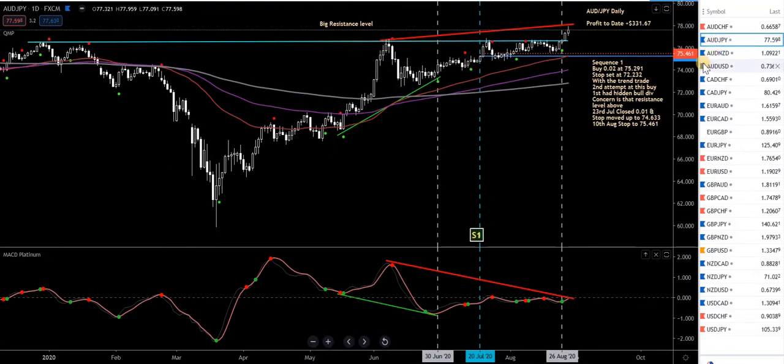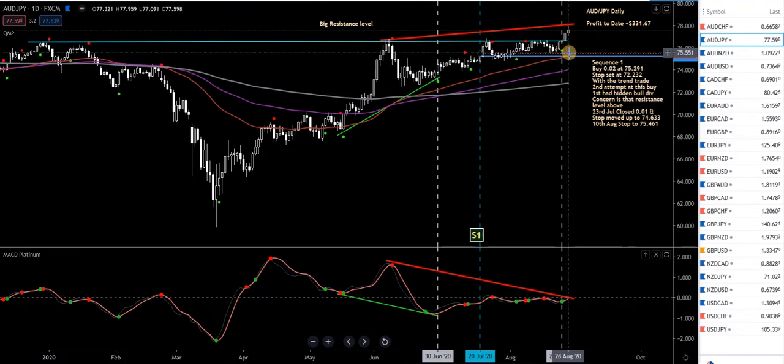Aussie Japanese Yen, a sequence 1 buy here, already closed half. My stop's been moved up a couple of times. It's broke. I did mention this during the week in my Facebook group and Telegram groups. I did have a sell which was stopped out. I was hoping this level here would hold, this big support or resistance level, which now might become support. It didn't. Price went through, took out my sell stop. Well, I took a loss, but I'm still in the buy, so it's good.